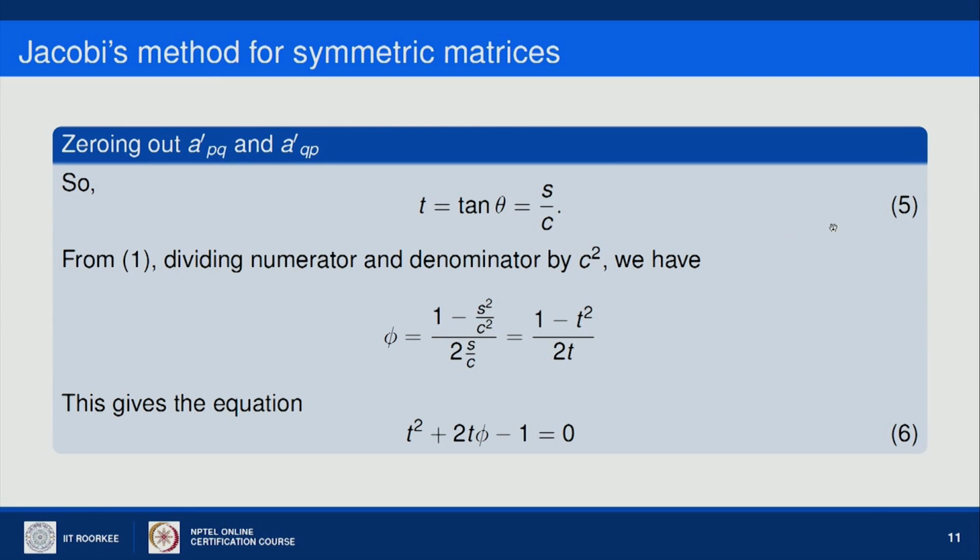So, from equation 1, that is my equation 1, if I divide the numerator and denominator by c square, it will become (1 minus s square upon c square) upon (twice of s upon c). So, 1 minus t square upon 2t, because s upon c is t, and this gives a quadratic equation t square plus 2t phi minus 1 equals to 0.